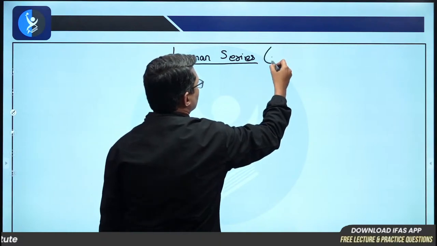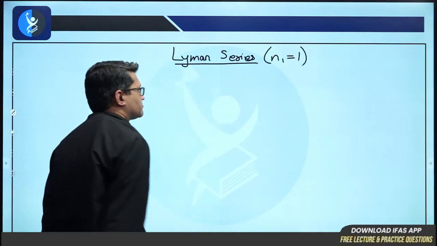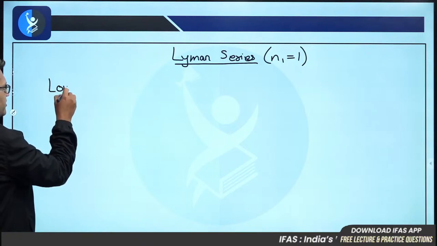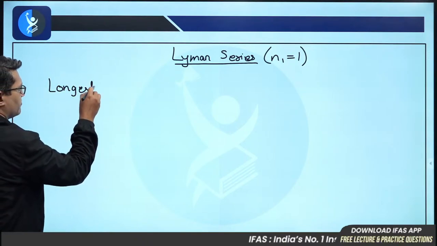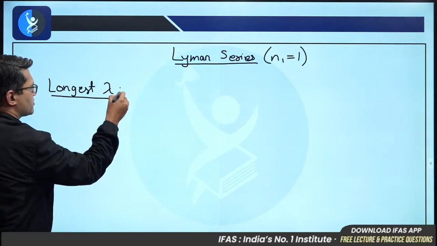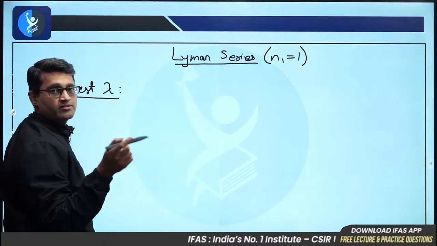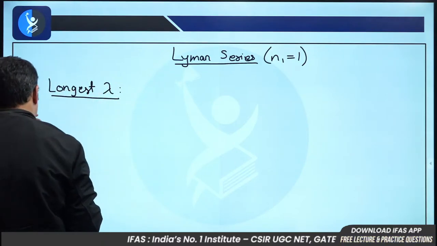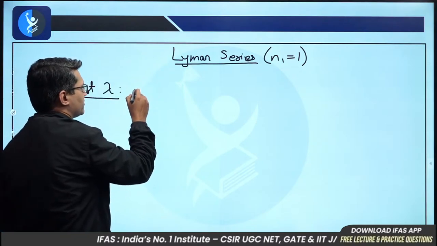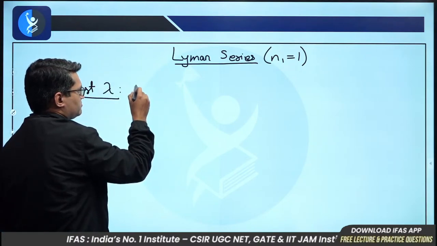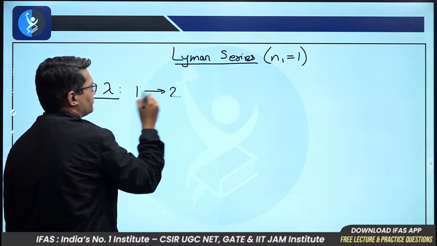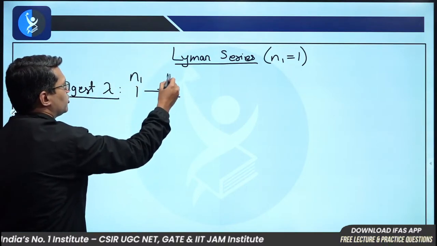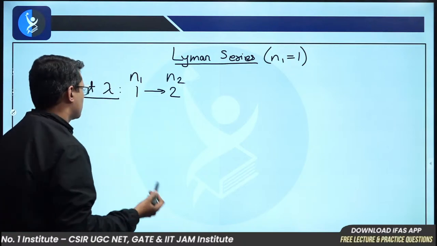N1 is equal to 1. So, let's calculate the longest wavelength. Longest wavelength means lowest energy, which means this is going to be a transition from 1 to 2. So 1 is the value of N1, 2 is the value of N2. Okay, so let's calculate the wavelength.